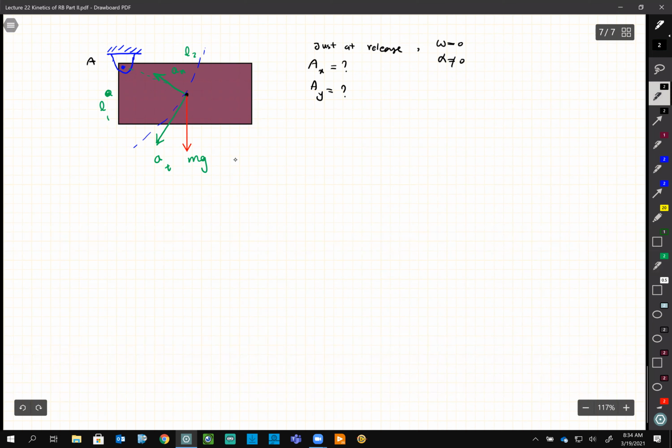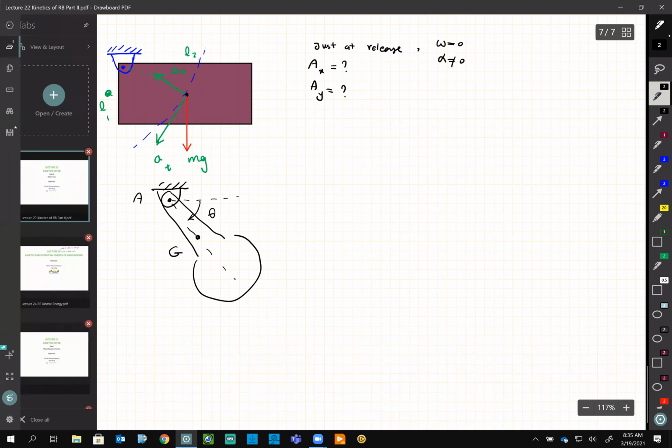Last year in the final exam, I guess the question was a pendulum like this, and it has a center of gravity somewhere, G, and theta, and we want to find the reaction at A. Something like that. I'll post that problem later on Canvas, so you will see. My point is all these problems are similar. It's just a matter of knowing how to solve them and following Euler's equation. Please practice this problem carefully.